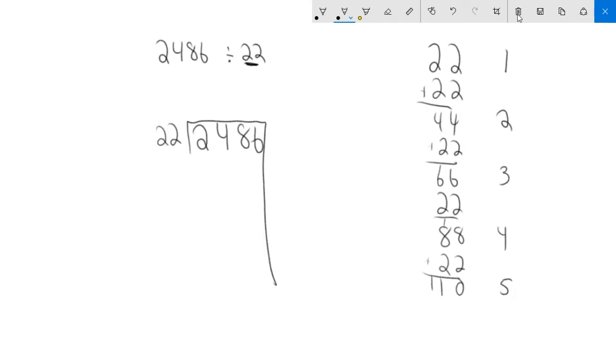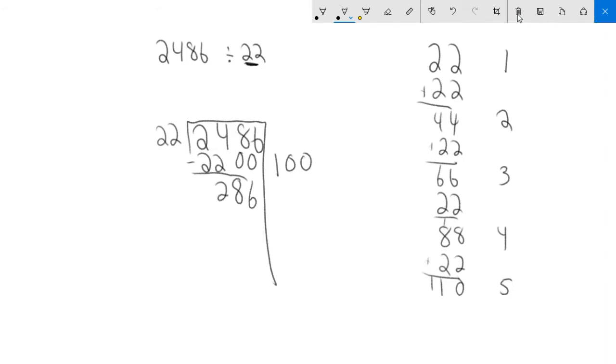Okay? To get close to 24, 1 times 22 is 22. But since I don't really want to get close to 24, I want to get close to 2,486, I'd rather have this be 2,200. And to get to that, I'm going to multiply it by 100. Okay? 100 times 22 is the 2,200 here. Now I subtract, and I go 6, 8, 2. Now all I did is subtract all the way down.